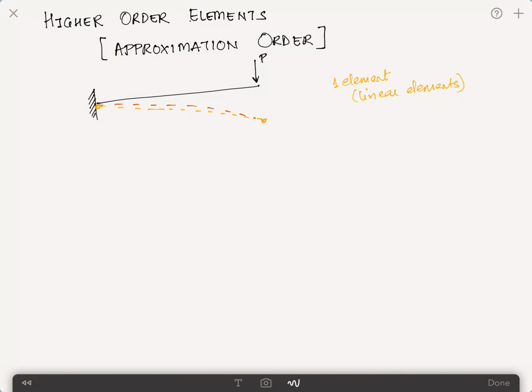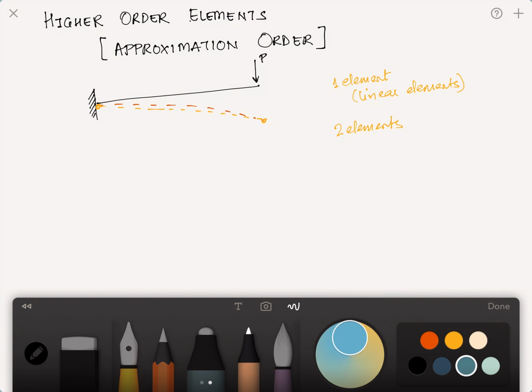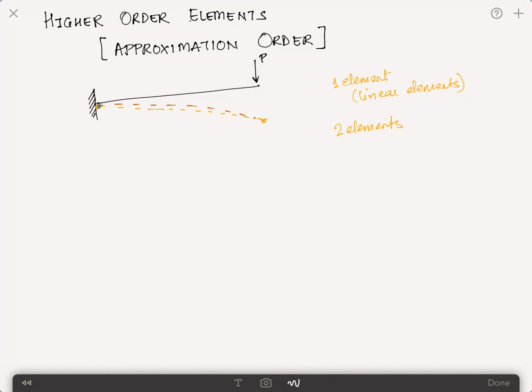Now, if I want to get to a better solution, I can use the same linear element, but I can put two elements instead of a single element. Let me do this with a different color. I will be able to form one element which goes like this and another element which goes like this. So I will get two elements which are getting me closer to the exact result. However, it's not really exact.